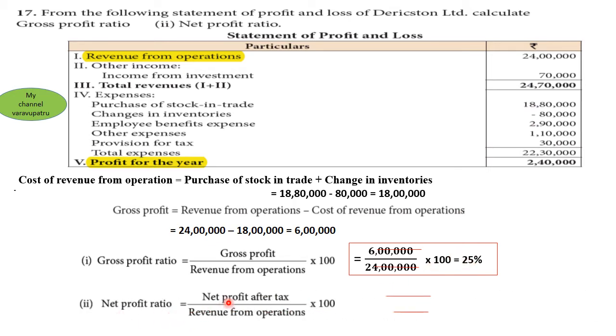Net profit ratio is equal to net profit divided by revenue from operation into 100. Net profit is 2,40,000. Revenue from operation is 24 lakhs. 2,40,000 divided by 24 lakhs into 100 is equal to 10%.